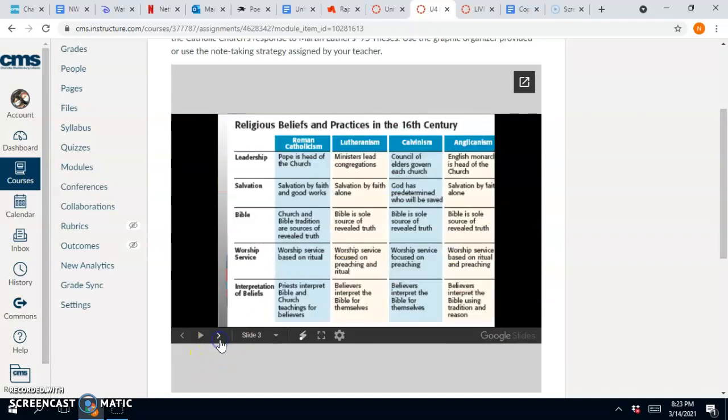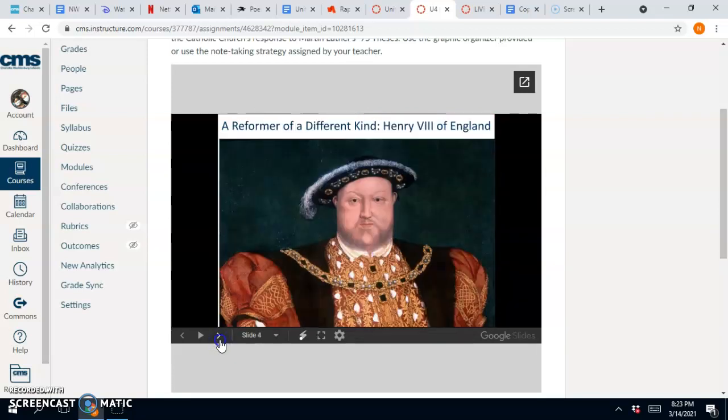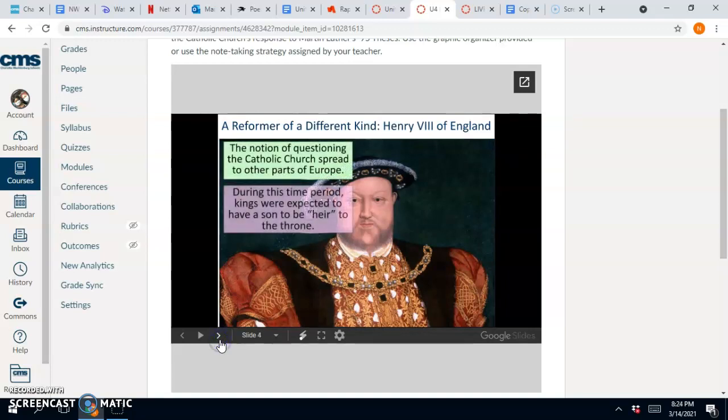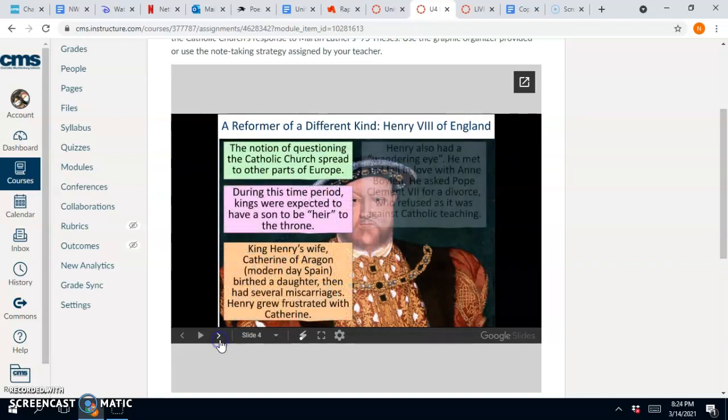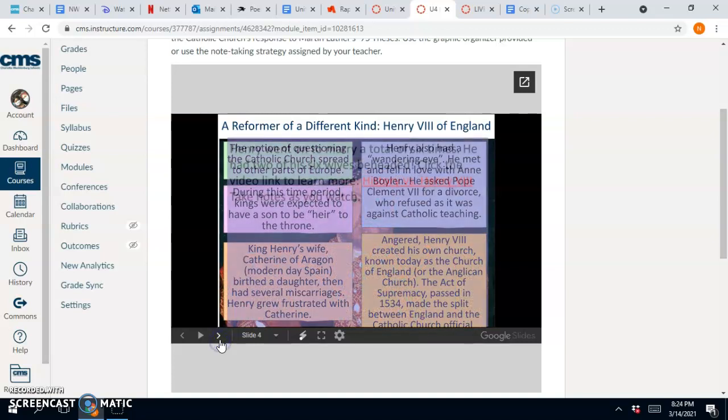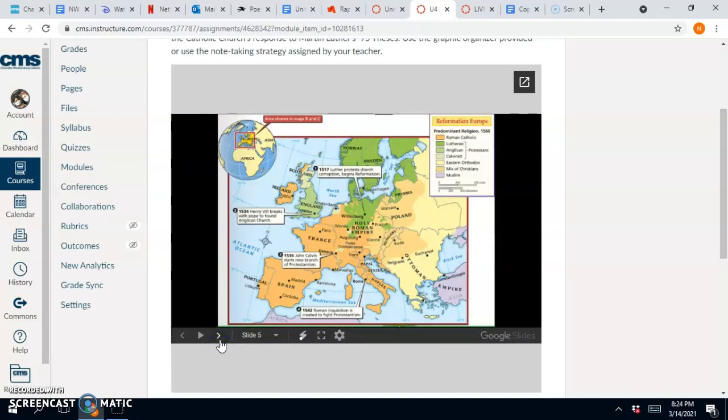But this slide deck has more information as usual that tells you how we got these new denominations. It reveals the beliefs and practices of the different types of religions. Look, they're just giving you the answers here. You're getting names, you're getting information. The best thing for you to do at this point is read it all and write it down.